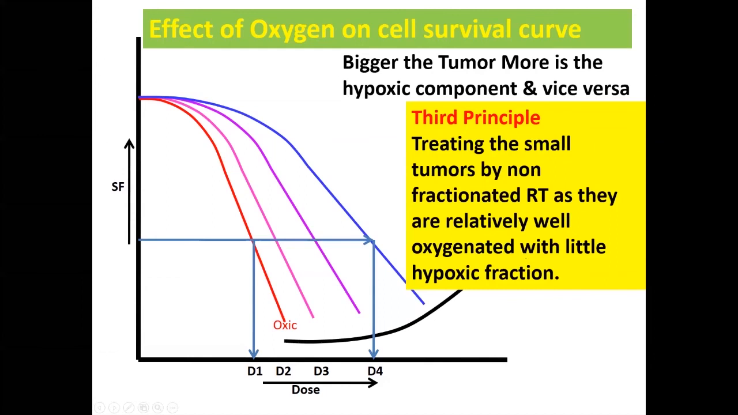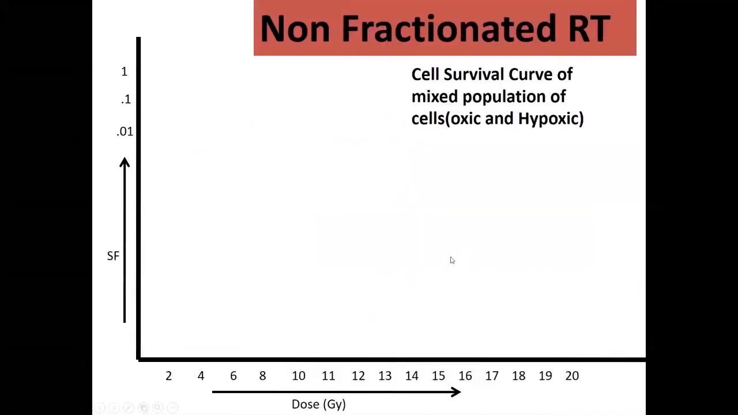But we also know that even a minute hypoxic component present in the tumor may hamper the radiocurability if the whole dose of radiation is delivered in a single fraction, and this is overcome in fractionated radiotherapy by reoxygenation. But how is this overcome in non-fractionated radiotherapy? Again, you will get the answer if you understand the cell survival curve well. Now, if you generate the cell survival curve of a mixed population, which contains hypoxic cells as well as oxic cells, how will it look?